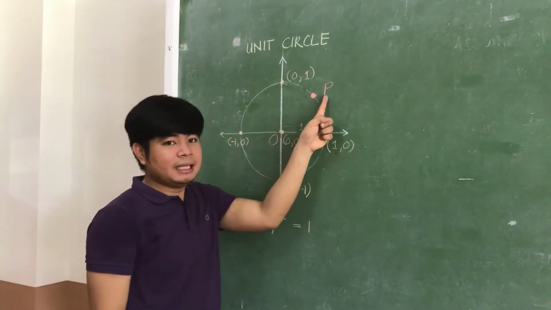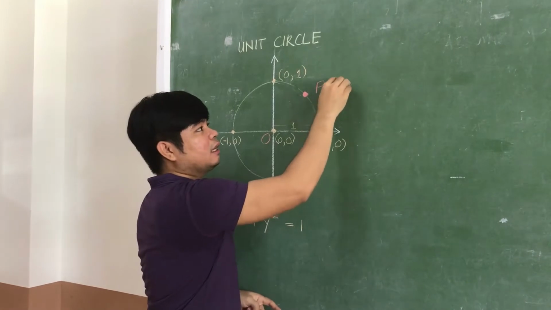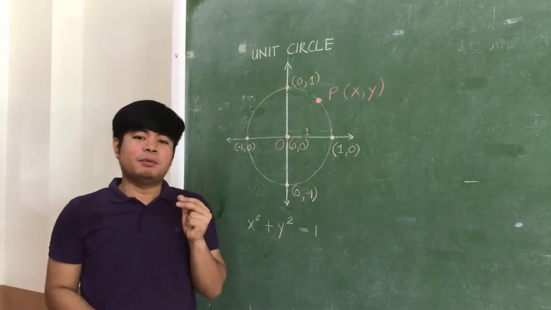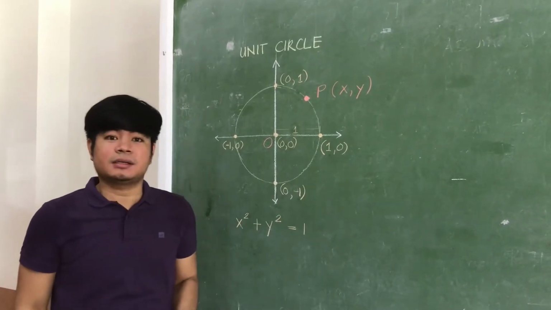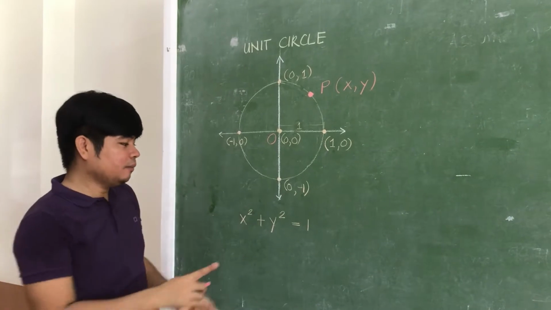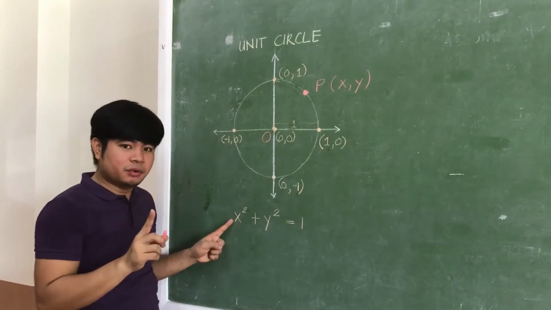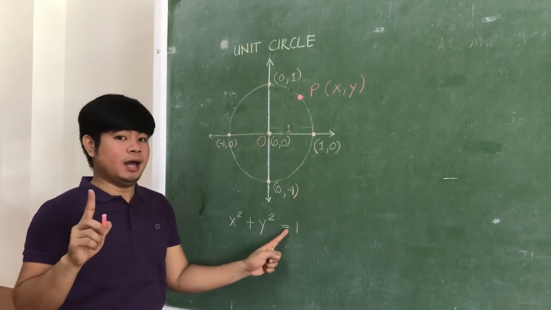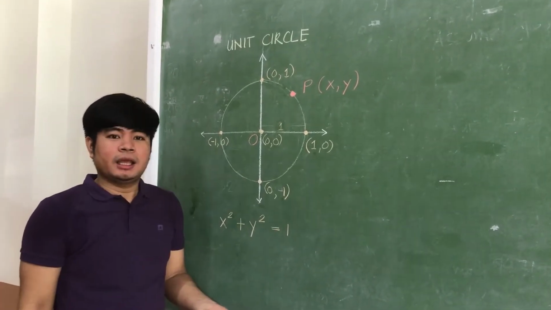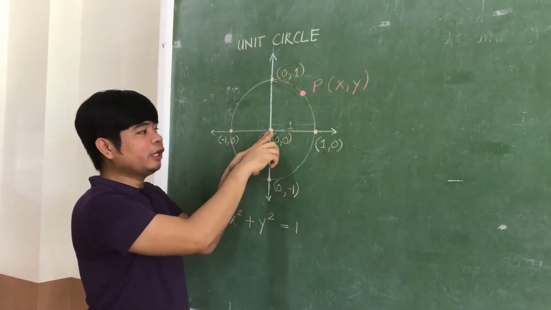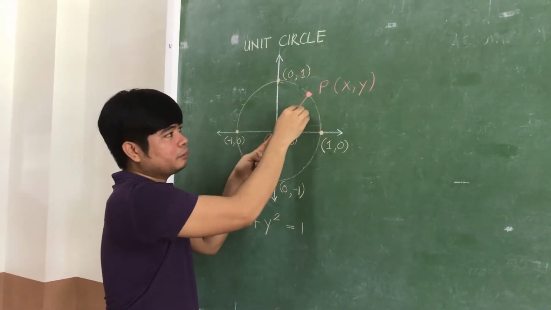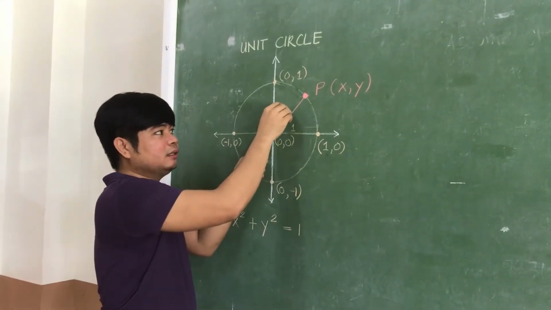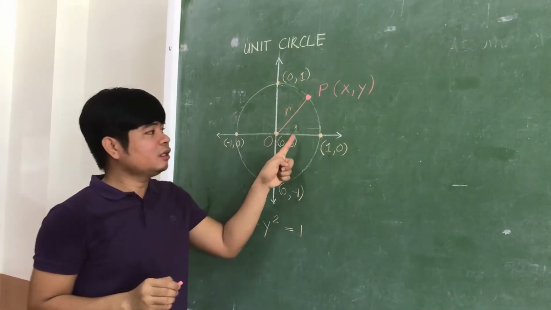Then this point P has coordinates x and y. And remember, the coordinates of point P are found on the circle. Okay? So it means to say, if I square the x coordinate and add it to the square of the y coordinate, it will give me 1. And remember that when I connect point O to point P, this illustrates a radius. Still, the length is 1.